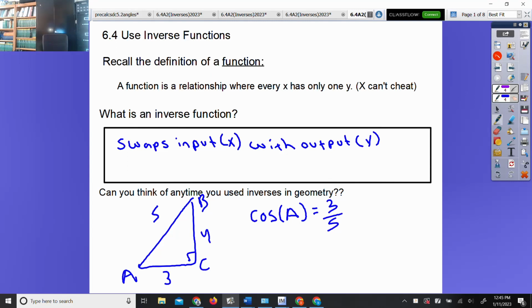And by the way, it doesn't seem natural because a lot of people don't talk about functions. A is actually the input. It's there in the parentheses, inside. It's the input. And this is the output. Well, the opposite function would have an input of 3/5. And what would it return? A. It would return the actual measure of angle A.